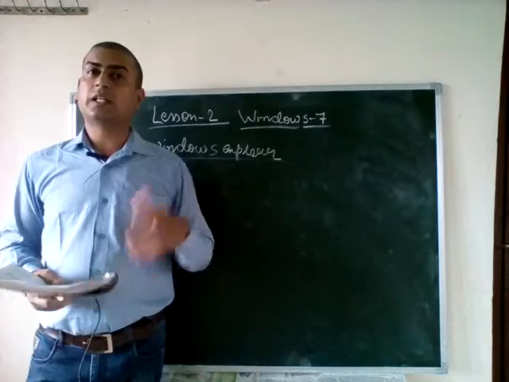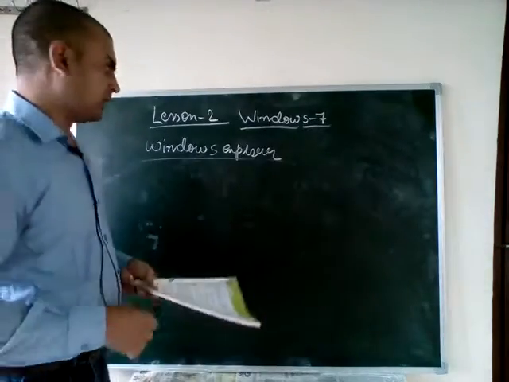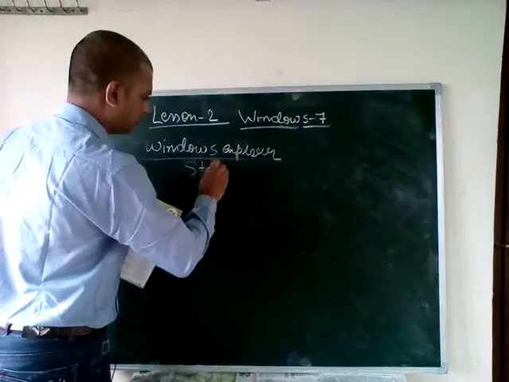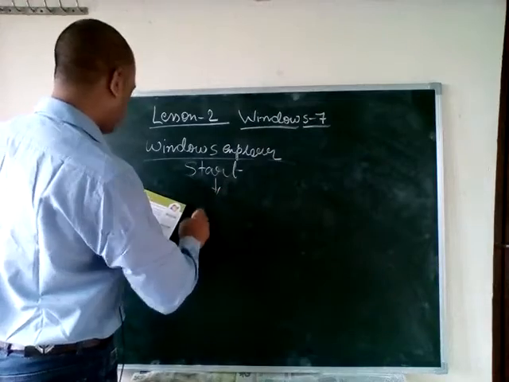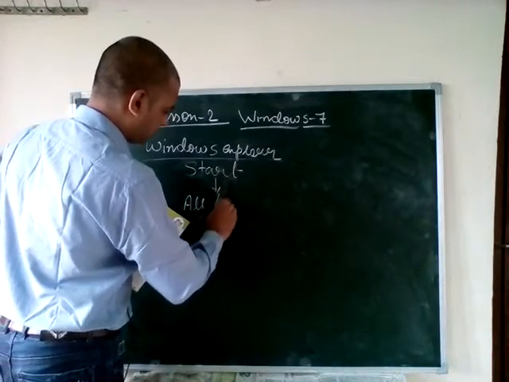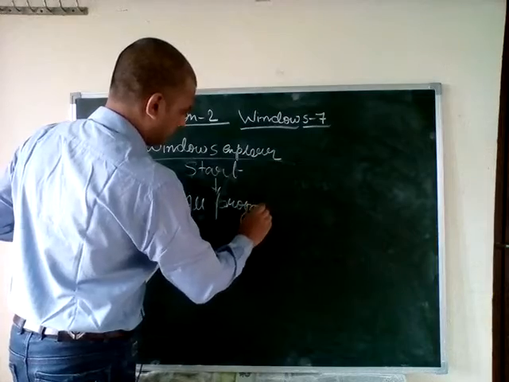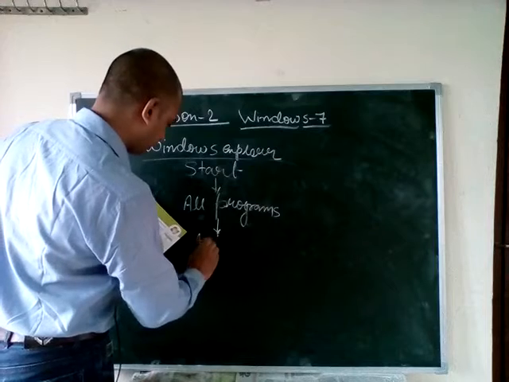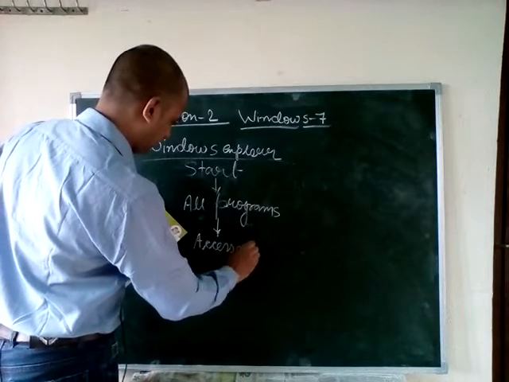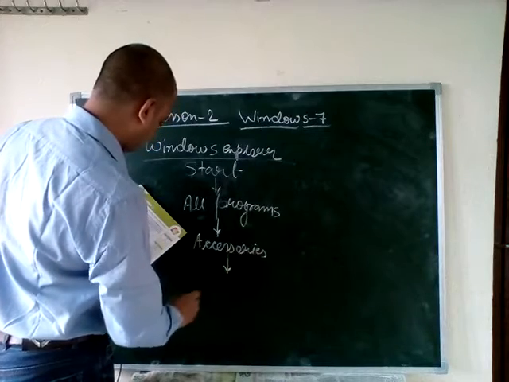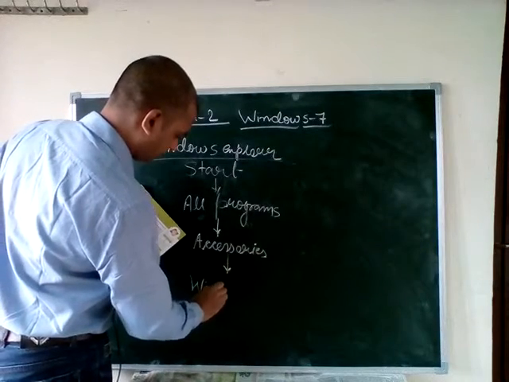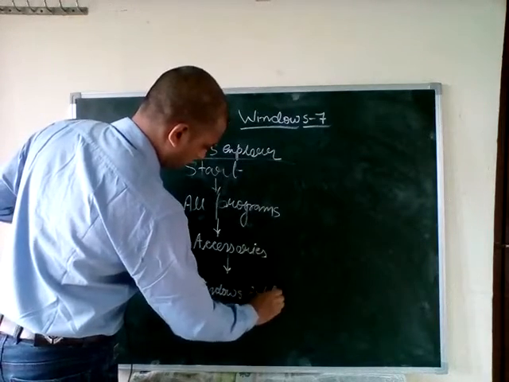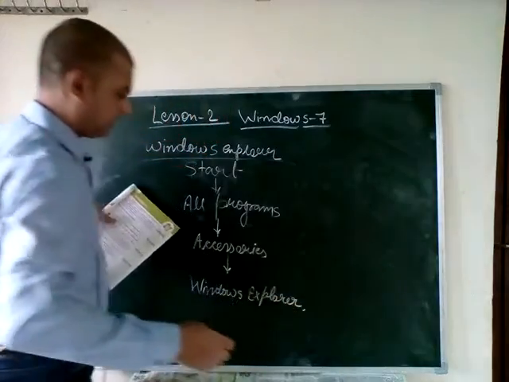Now, how will you start Windows Explorer? This is the very common thing. Now you have to go to the start button, then after that all programs, then accessories, then Windows Explorer.